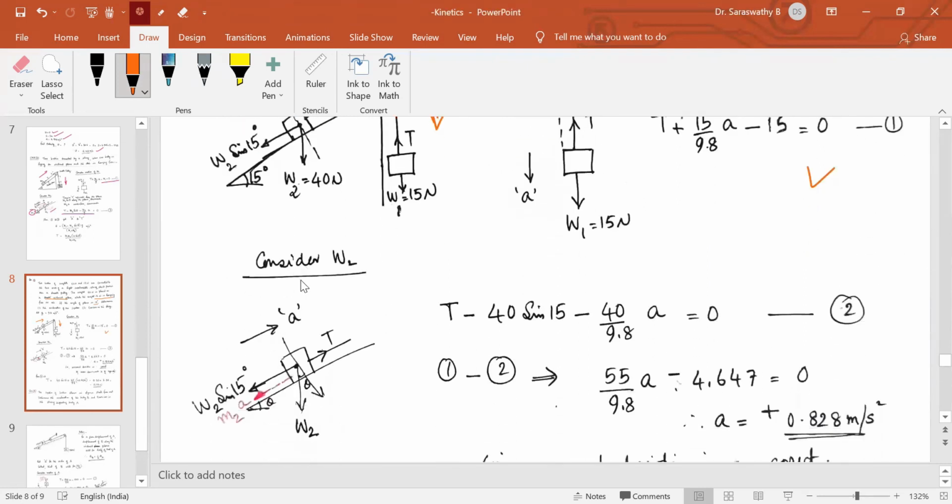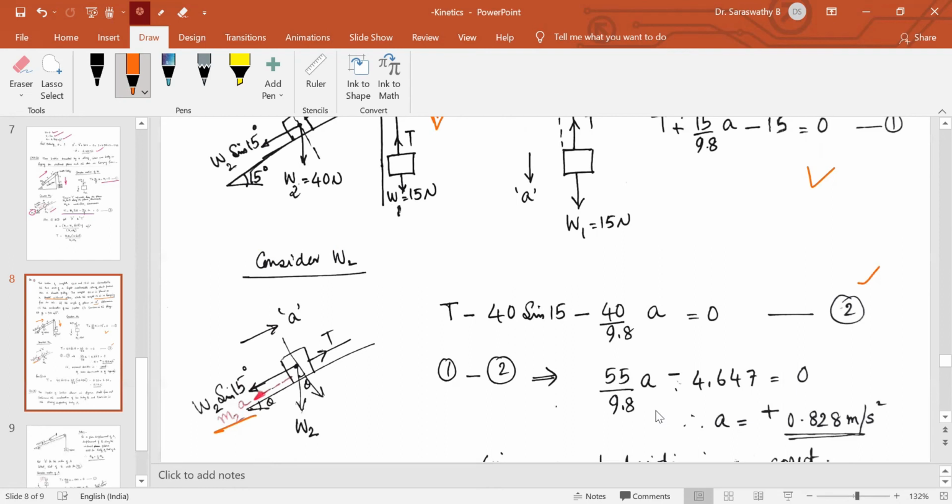Consider the second one. Consider this mass, tension acting in this direction. If this is W2, W2 sin theta will be acting along this direction. This is the direction of motion or direction of acceleration. So I apply inertia force, M2A, in this direction. So T minus W2 sin 15 minus M2A, where M2 is 40 by 9.8, is equal to 0. So this is equation 1, this is equation 2.